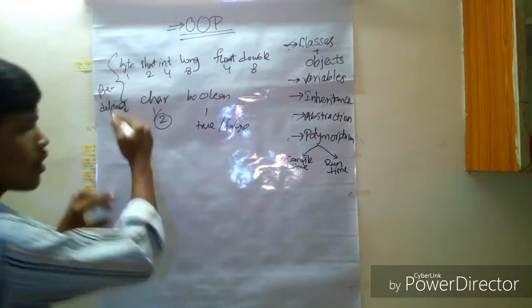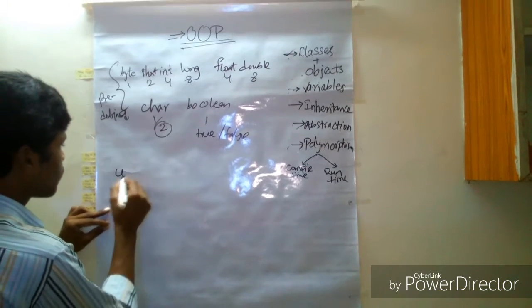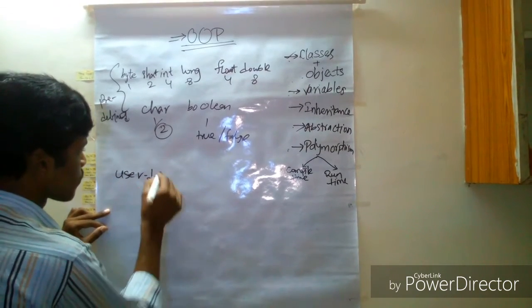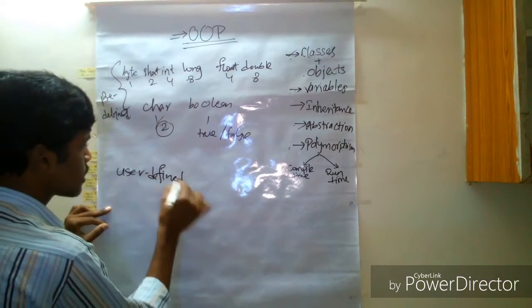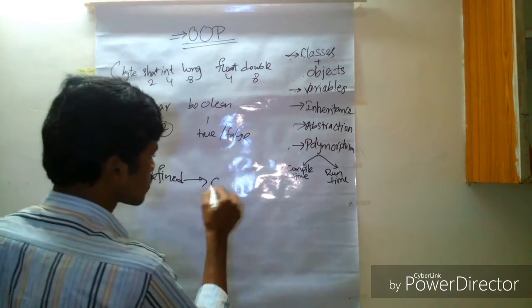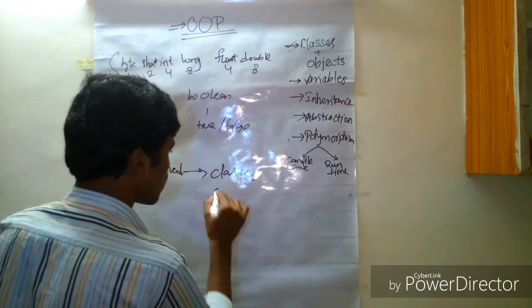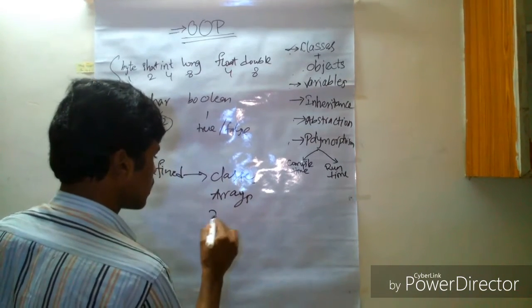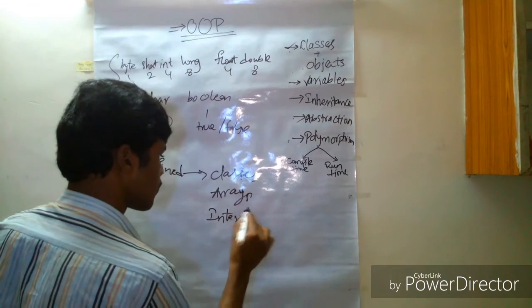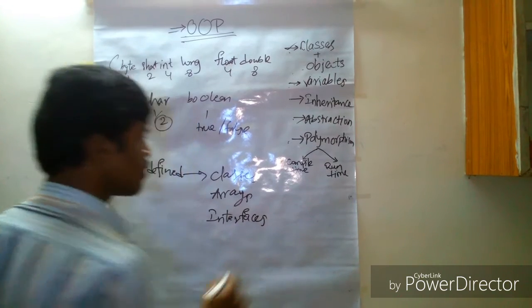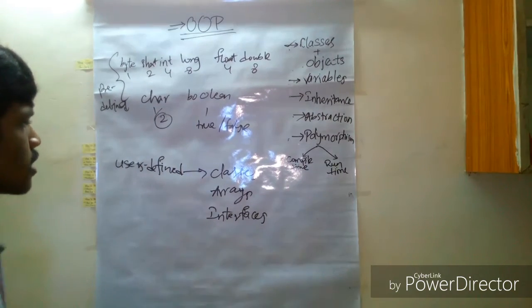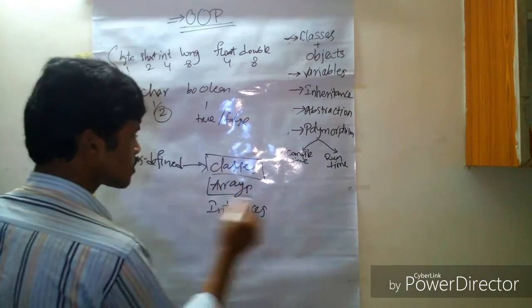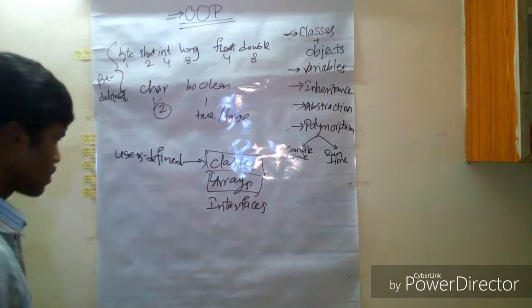Generally, there are predefined and user defined data types. When we come to user defined data types, there are classes, arrays, and interfaces. We are going to look after these three. We are going to look after classes and arrays in this tutorial.